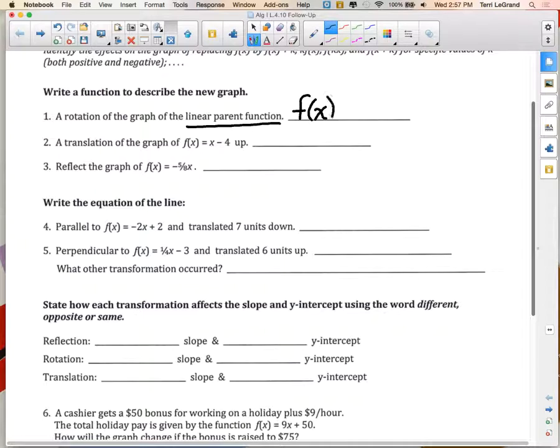So what is the parent function? What is f of x set equal to? Just x. So basically we have our parent function that needs to be rotated. So what would we do to rotate this? This should have several different answers.